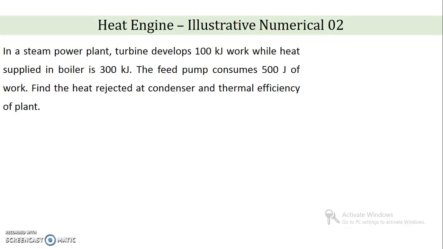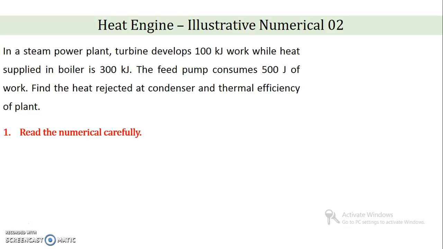Illustrating numerical number 2 for heat engine. In a steam power plant, the turbine develops 100 kJ of work while the heat supplied in the boiler is 300 kJ. The feed pump consumes 500 joule of work. Find the heat rejected at the condenser and the thermal efficiency of the plant.